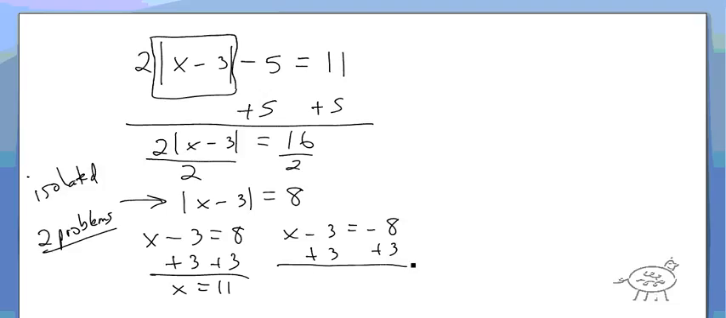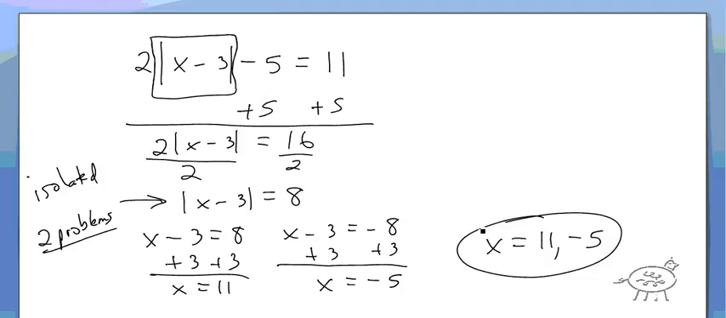And watch your signs, guys. If you need to, use your calculator. I don't care, but don't get it wrong. So x equals negative 5. So those are your two answers. And again, I don't care how you write it in the answer blank. If you want to write x equals 11, comma, negative 5, that's great.